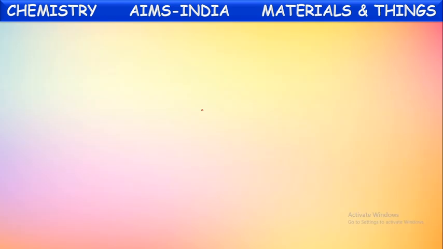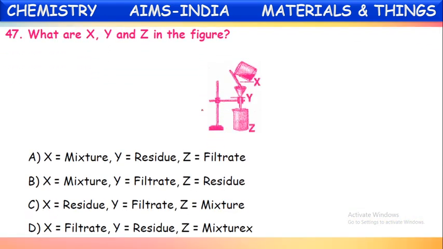Okay, next. What are X, Y and Z in the figure? What does this diagram represent? It represents filtration. In the filtration, first the mixture X is poured into the funnel. In the funnel, some substance Y remains, and some liquid comes into the beaker, that is Z. X is a mixture, as already told, so these two options are wrong.